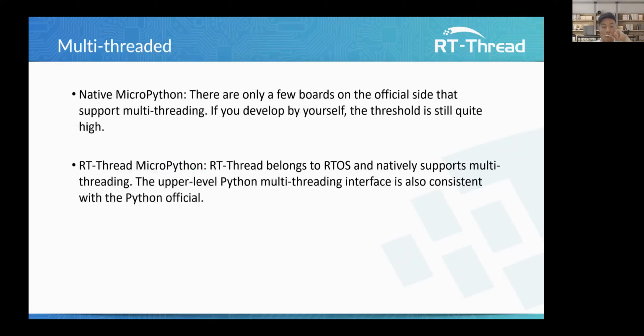Then, multi-threading. Native MicroPython has only a few boards on the official side that support multi-threading. If you develop by yourself, the threshold is still quite high. Outside MicroPython, Artisoid belongs to RTOS and natively supports multi-threading. The upload Python multi-threading interface is also consistent with the Python official.